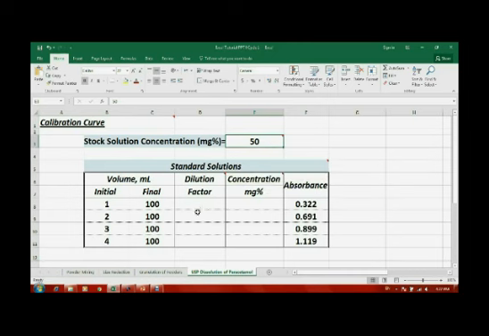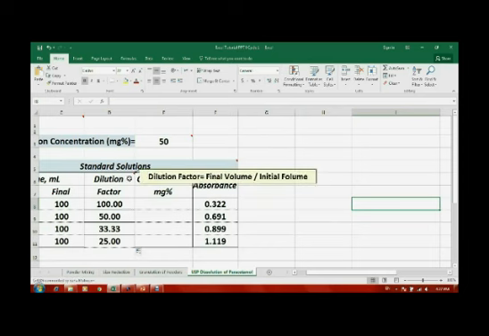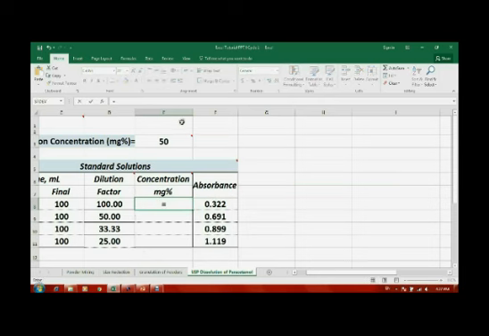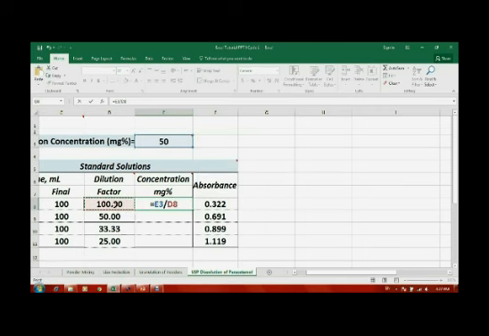To calculate the concentration of standard solutions, you have first to calculate what? The dilution factor. Then the concentration of each standard solution is equal to stock solution concentration divided by the dilution factor. Please use Excel functions, equations, and properties properly.